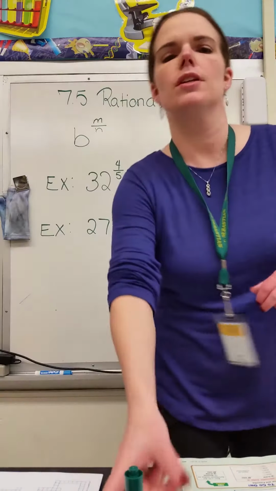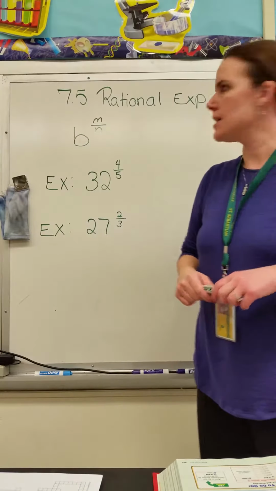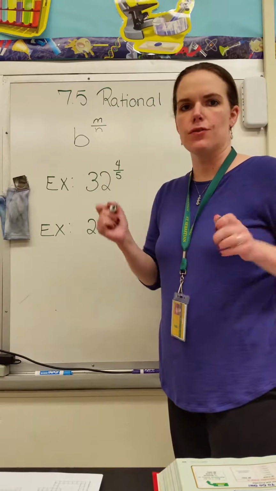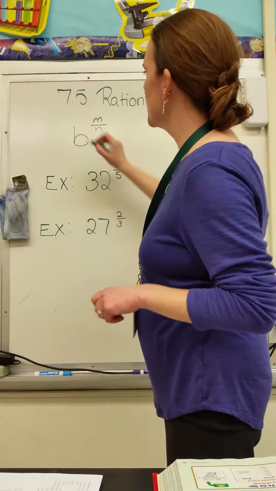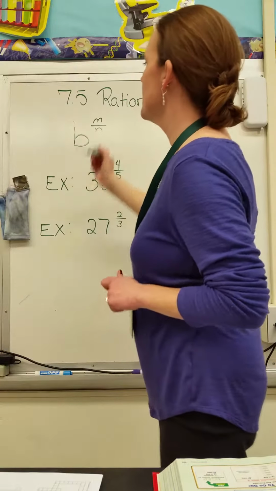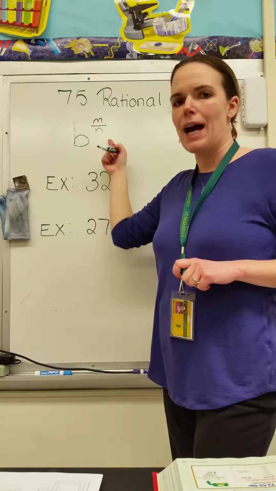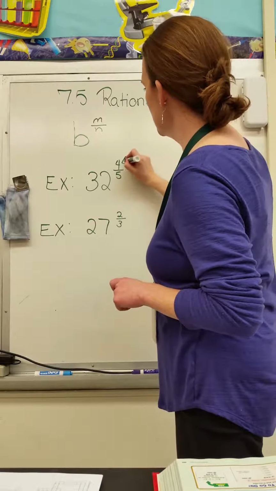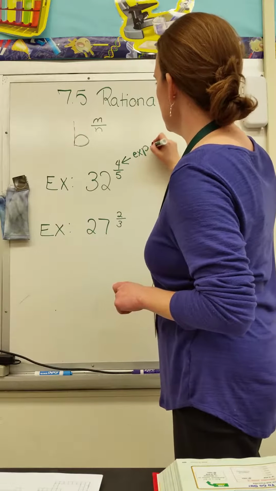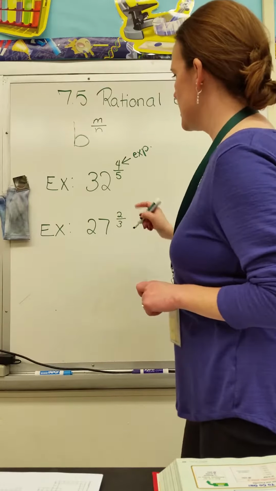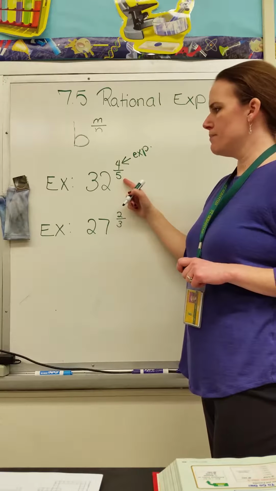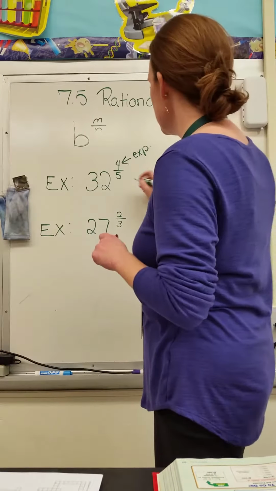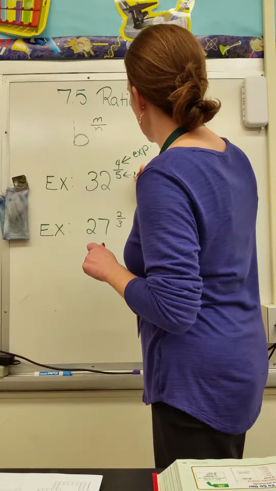Okay, so this is section 7.5. It is on rational exponents. Rational numbers are just fractions. So you're really talking about where you have a base and then you have it to some fractional power. The top part of the fraction, the numerator, is basically an exponent. And the denominator of the fraction, that is your root.